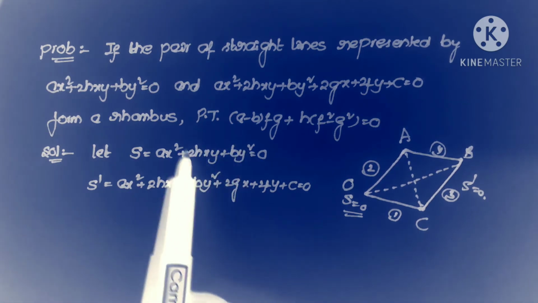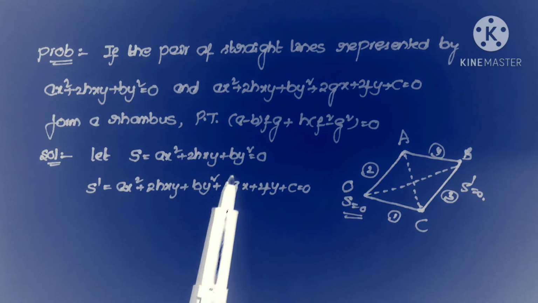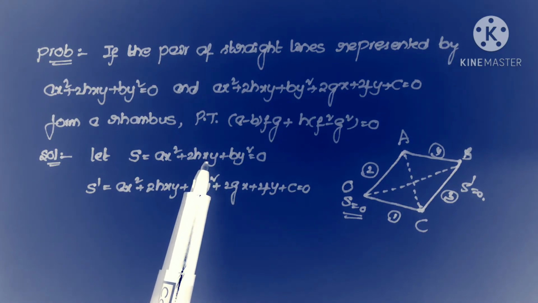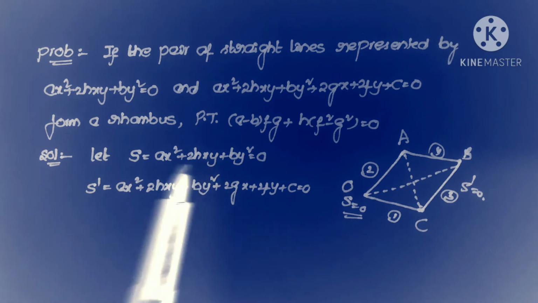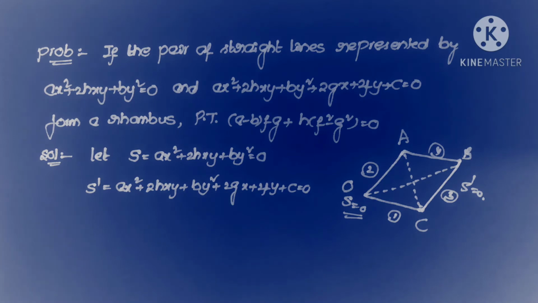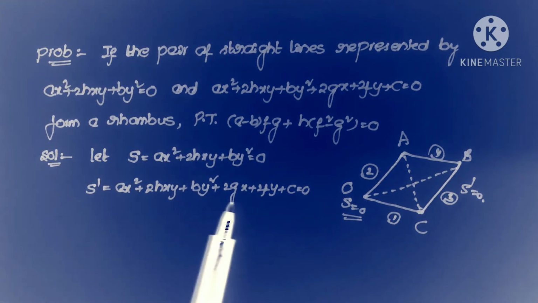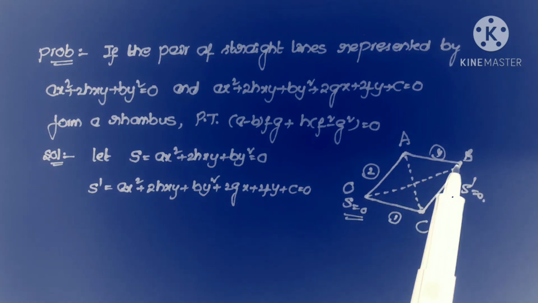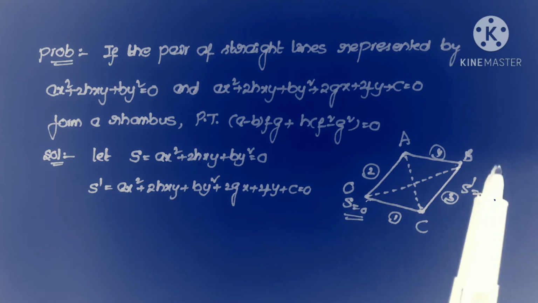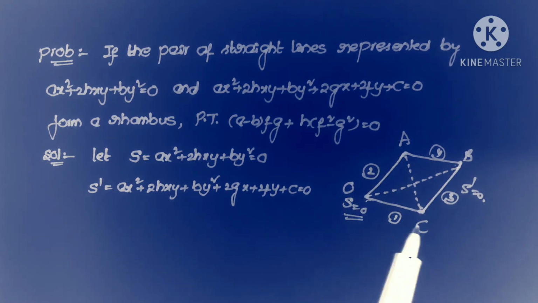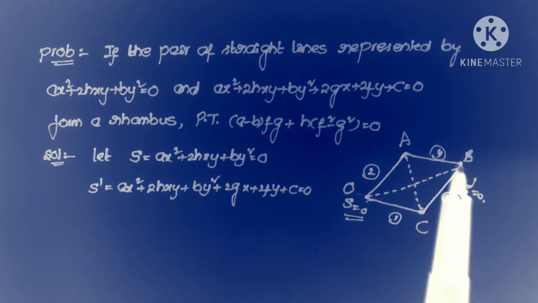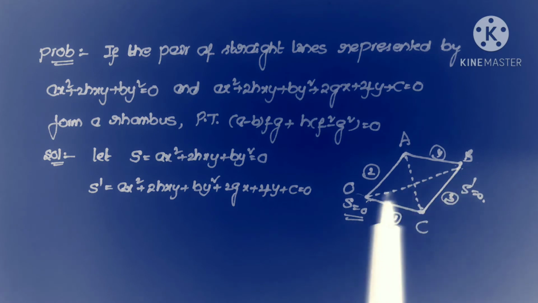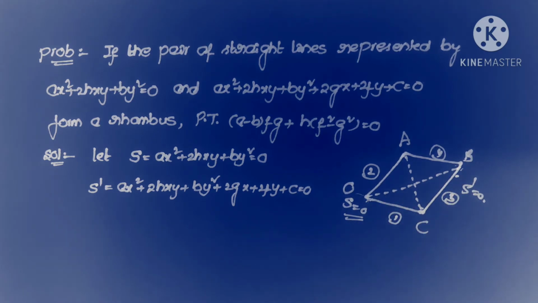Since this is a pair of straight lines passing through the origin, the lines represented by this equation are taken as l1x + m1y = 0 and l2x + m2y = 0, meaning the point of intersection is (0, 0). And the point of intersection of the lines of the second equation is (hf − bg)/(ab − h²), (gh − af)/(ab − h²). Here O is the point of intersection of the first two lines and B is the point of intersection of the next two lines. So directly we can find the first diagonal equation by using the points of intersection.